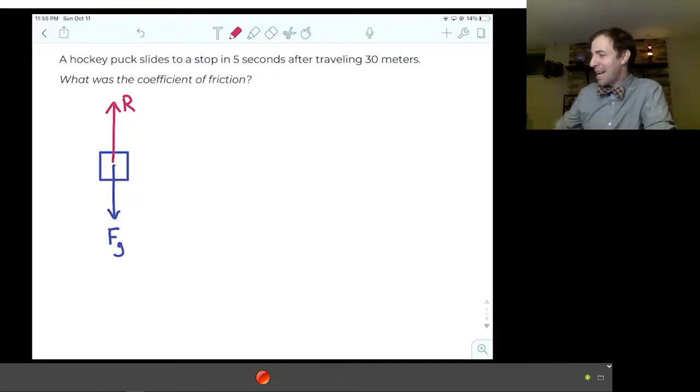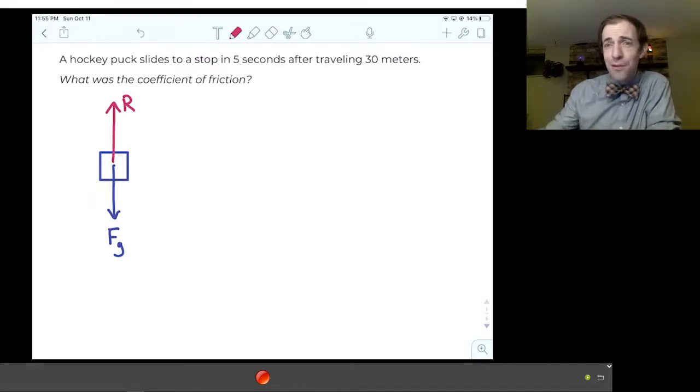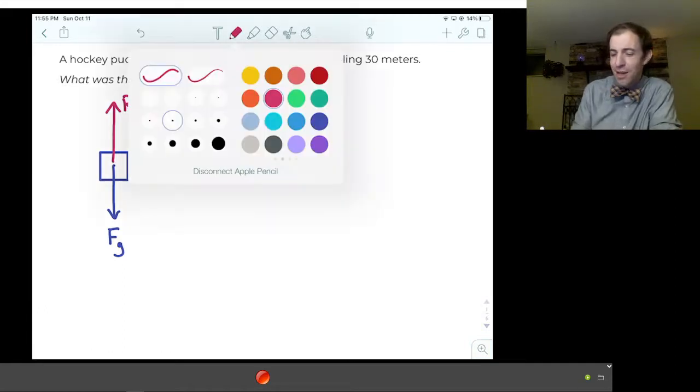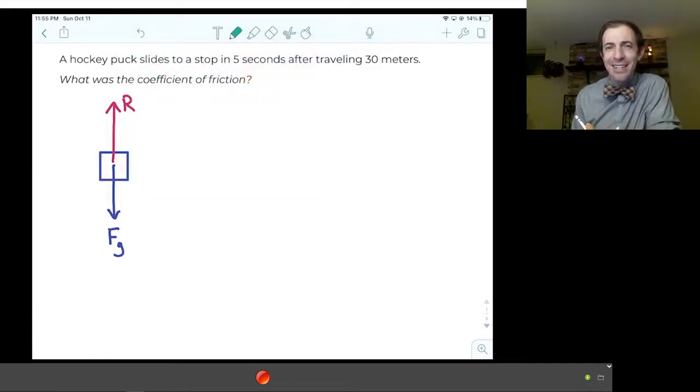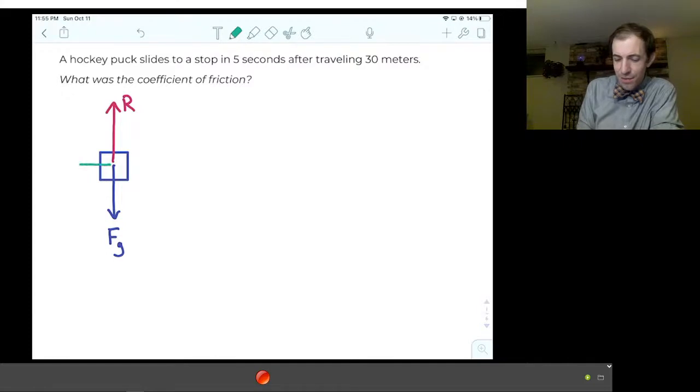And this hockey puck, as it's sliding to a stop on the ice, is only experiencing one horizontal force. There's a temptation to say that there's a force propelling it forward, but there really isn't. After it leaves the hockey stick or the skate, there isn't a force pushing it forward anymore. It doesn't have a rocket pack propelling it in that direction. Instead, the only force that's acting horizontally is the force of friction pushing it backward.